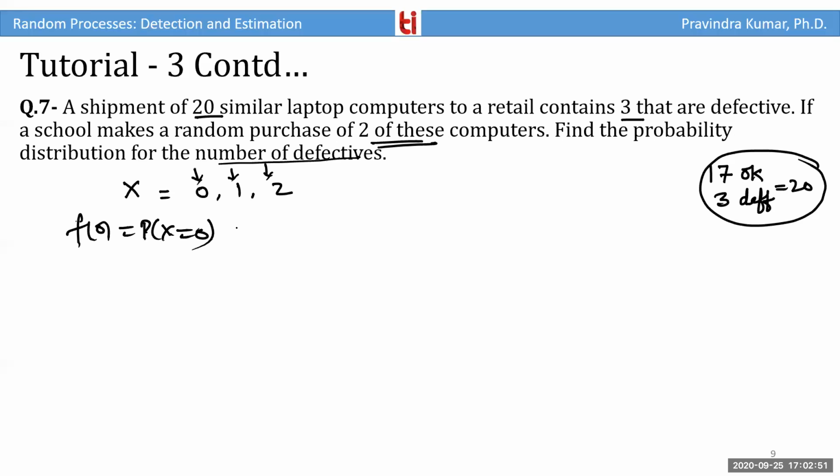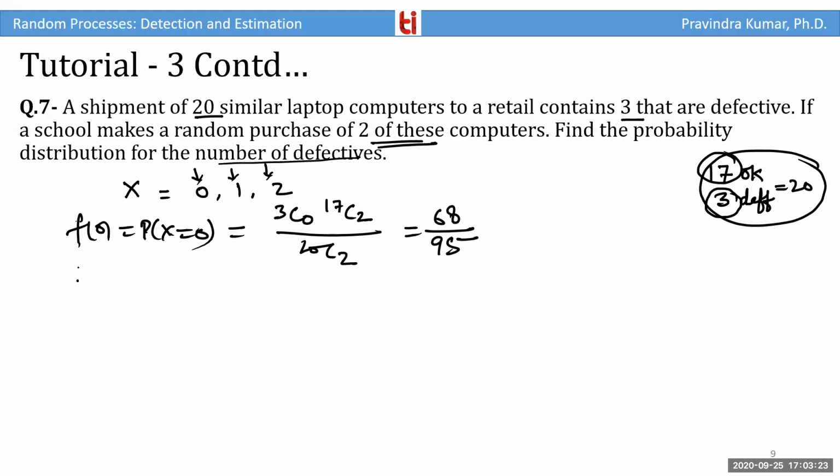x is equal to 0, means in the selected computers there is no defective. So no defective means from the 3 defective parts you do not select any, 3C0, and the 2 you have to select will be selected from the 17, so 17C2, and the total number of selections, selecting 2 out of 20, is 20C2.